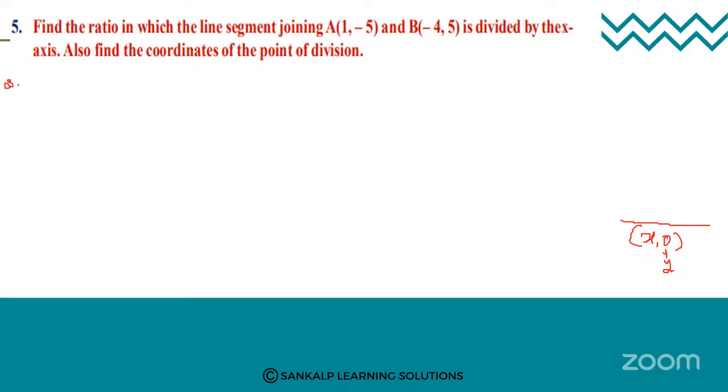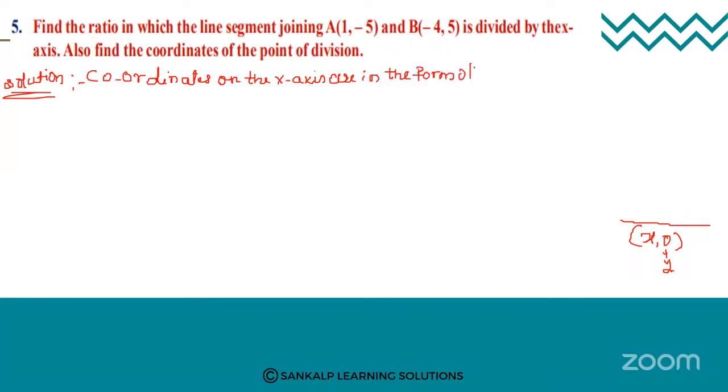Solution. Now, coordinates on the x-axis are in the form of (x, 0), right? This is the form we will have.